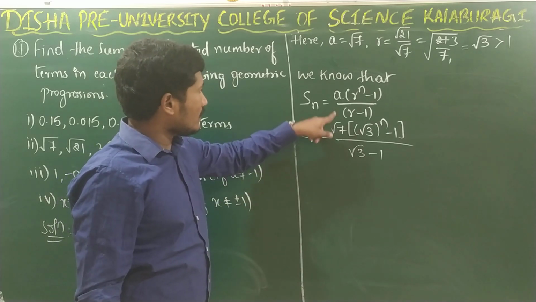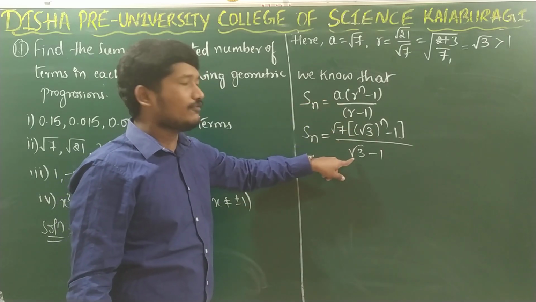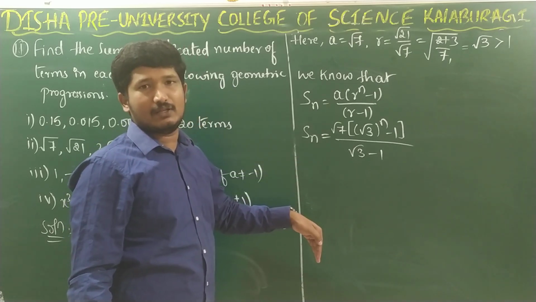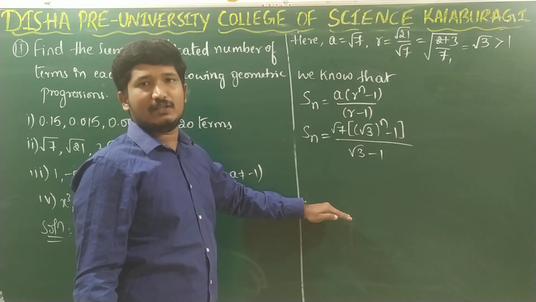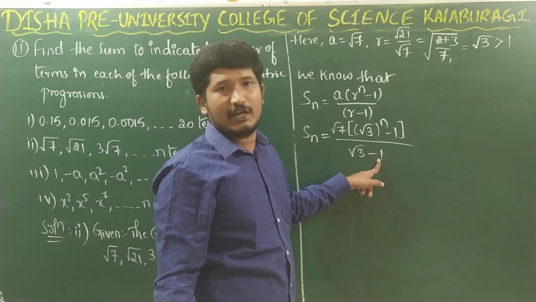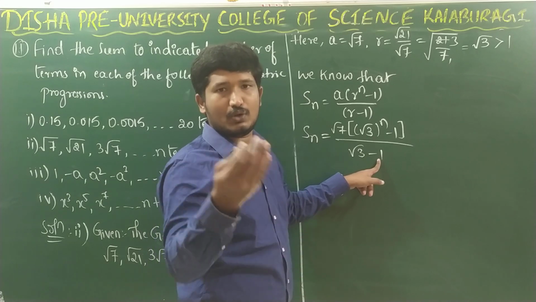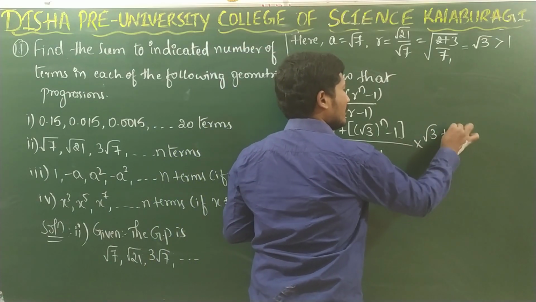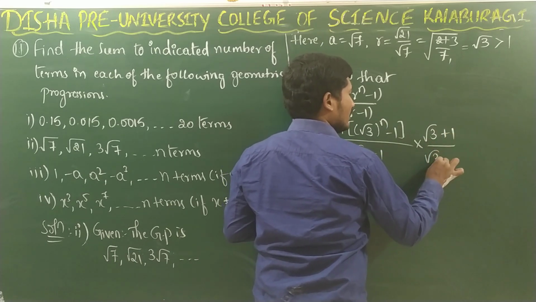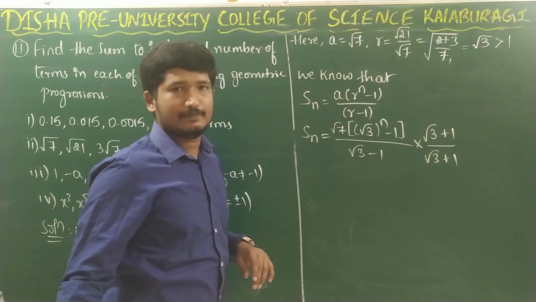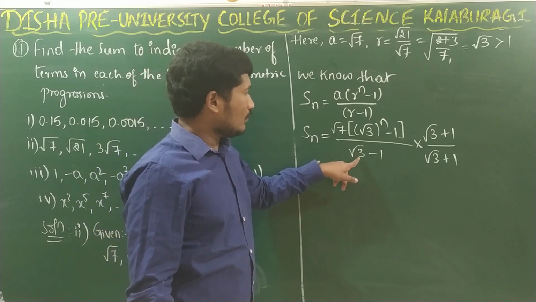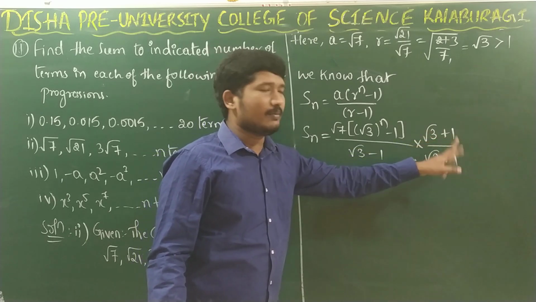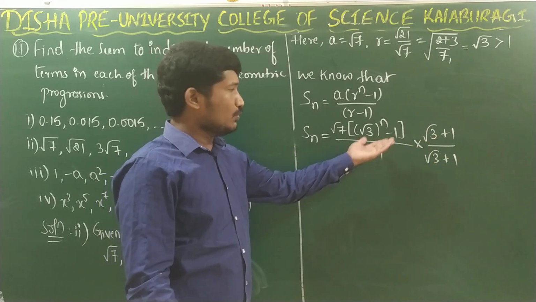So I have substituted the value of a as well as the value of r. Now we will further simplify this. To do that, we will rationalize the denominator. You know rationalizing the factors. So we will multiply it by root 3 plus 1 and divide it by root 3 plus 1. What am I doing? I am rationalizing this denominator, root 3 plus 1 divided by root 3 plus 1. I hope you know this.